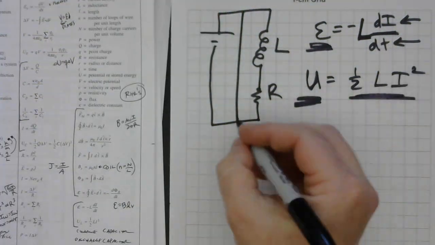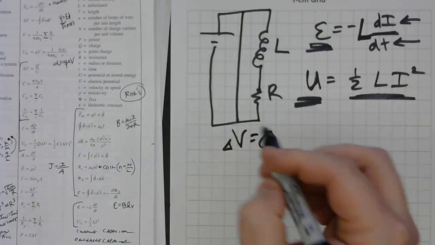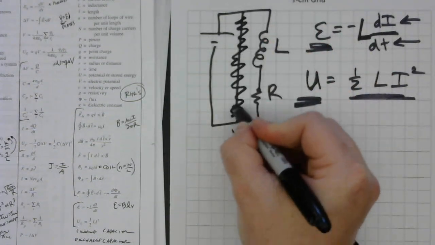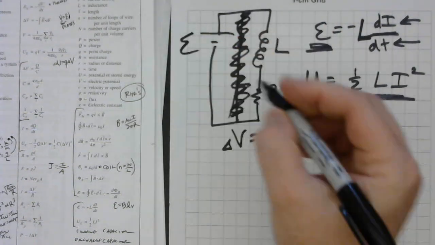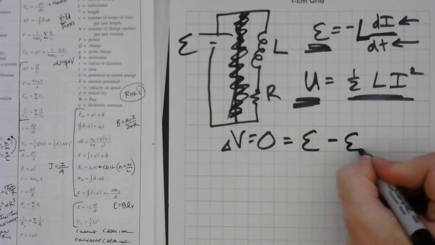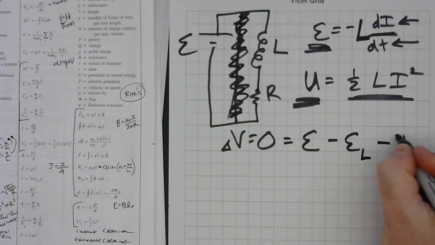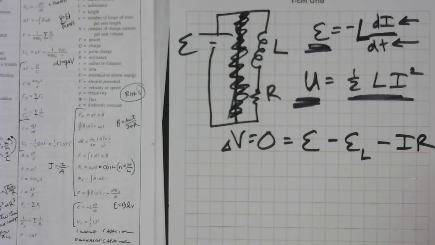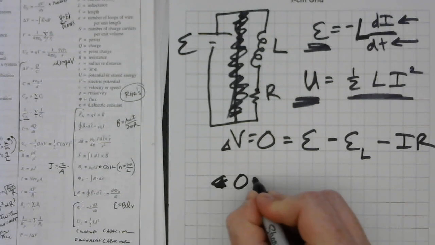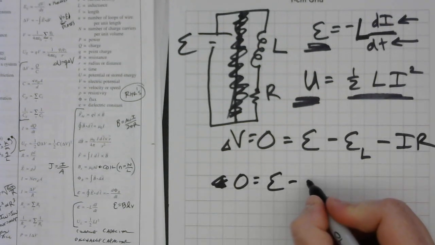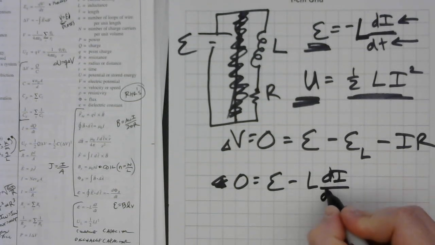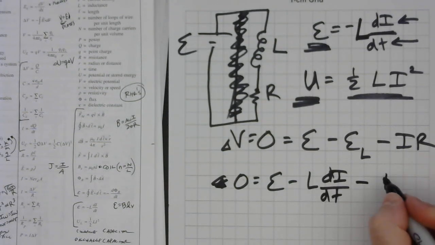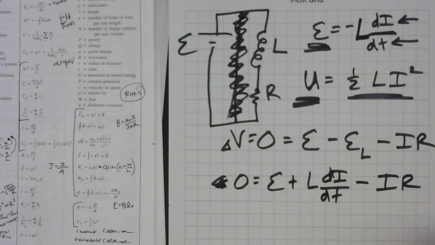Okay, so just like Kirchhoff's loop rule, for a loop, the sum is going to be 0. So I could say the battery minus the EMF of the inductor minus the IR. Okay, so the current is going to be changing, but watch this. 0 equals EMF minus L di/dt minus IR, but that's a negative and a negative, so we get this.